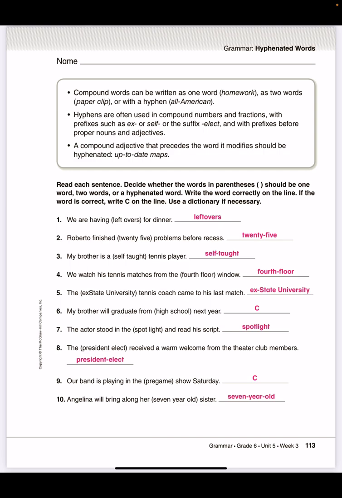Okay? So you go down the list here and just basically said, how do you fix the word in parentheses? Well, leftovers is 1 word. 25 comes before the noun, so it's hyphenated. And hopefully you can go down the list there and you can see we have 2 correct, but otherwise you can make your corrections.